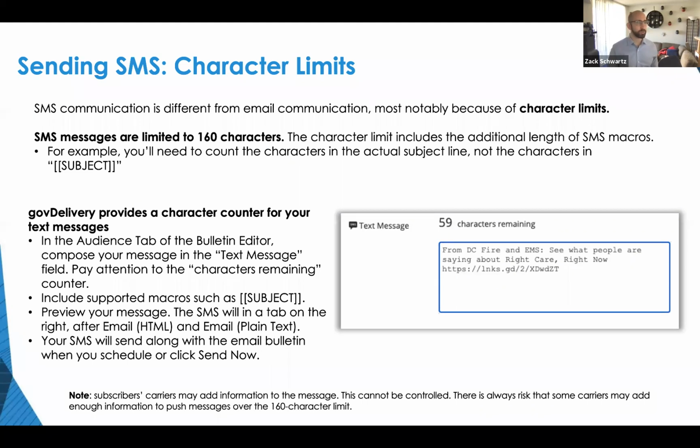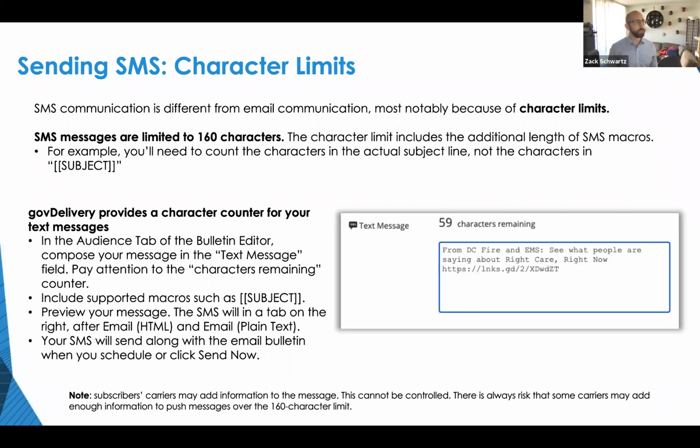So you'll want to make sure that you are staying within that character limit. Fortunately, govDelivery does include a character counter. When you're building your email in the advanced bulletin editor, go into the audience tab and find this text message box. As you type, this counter will count down from 160 to let you know that you're staying within the bounds of the SMS limit.